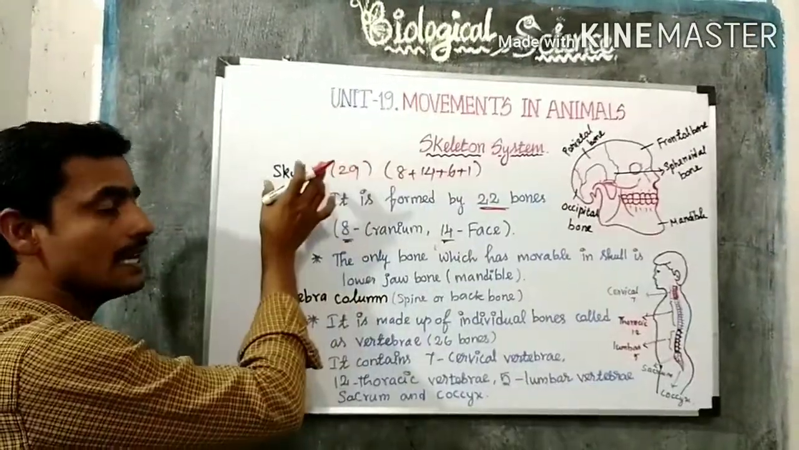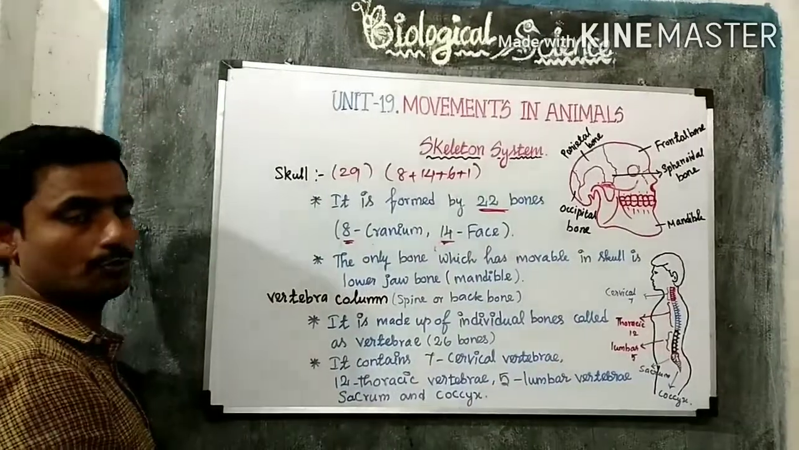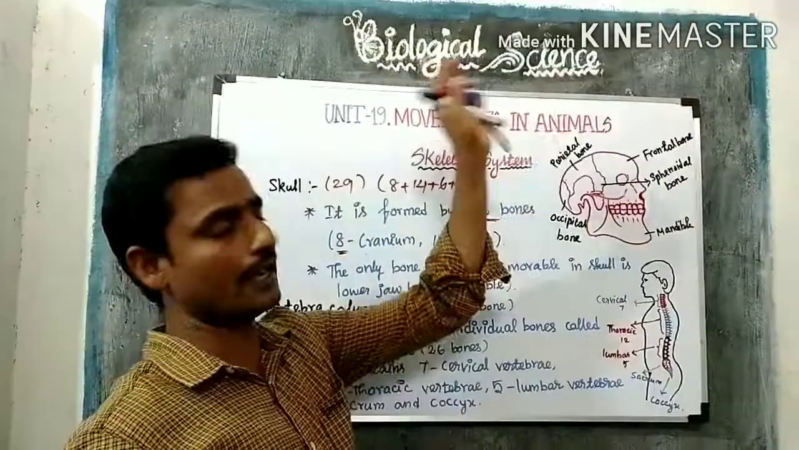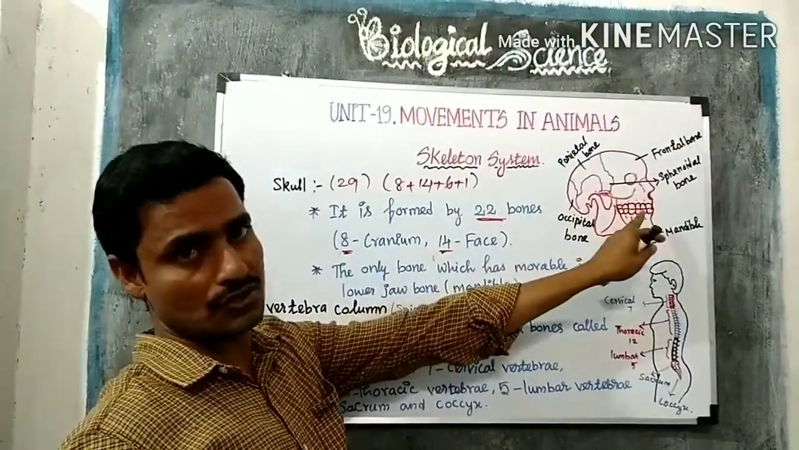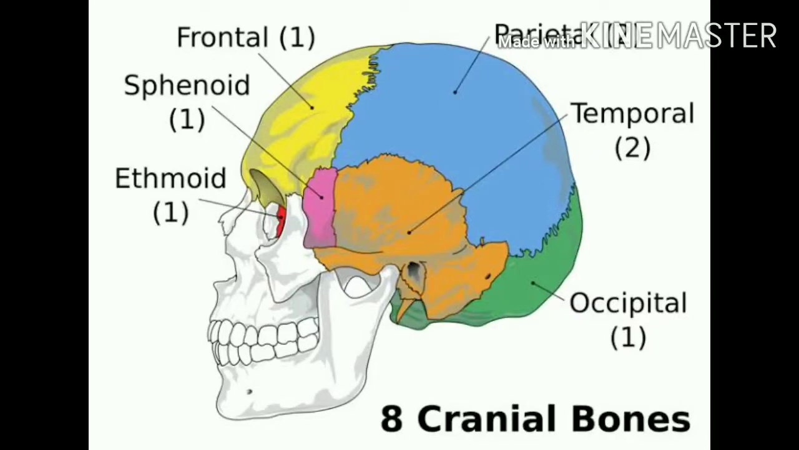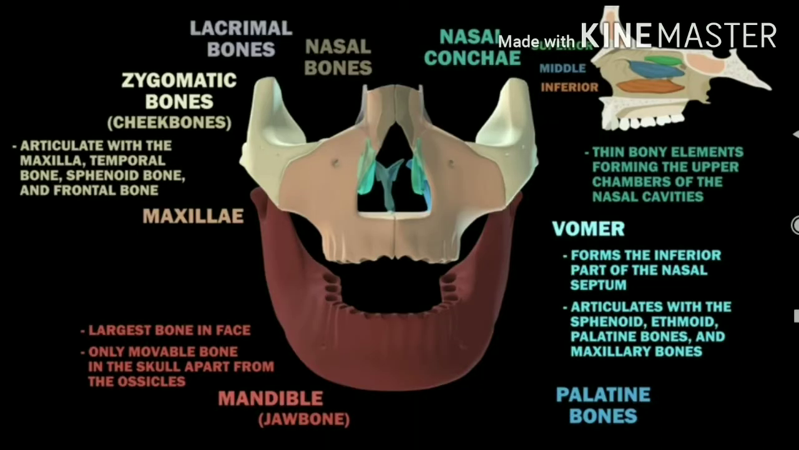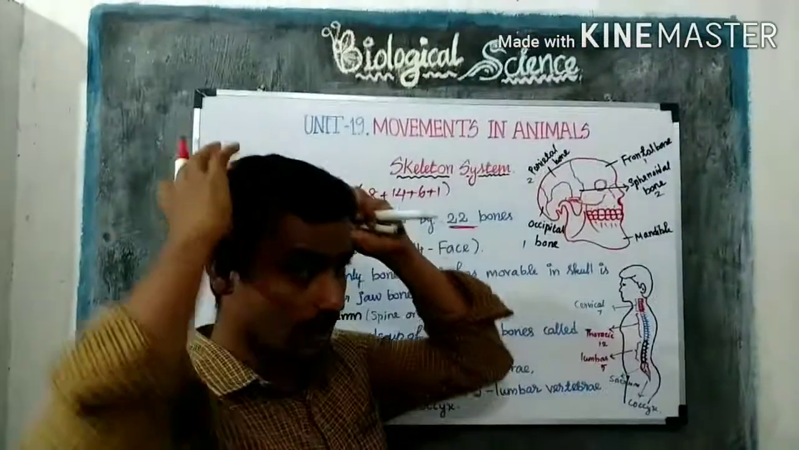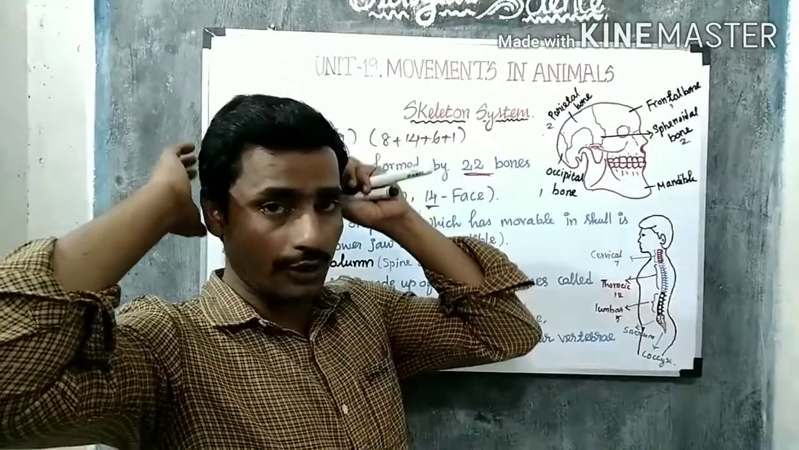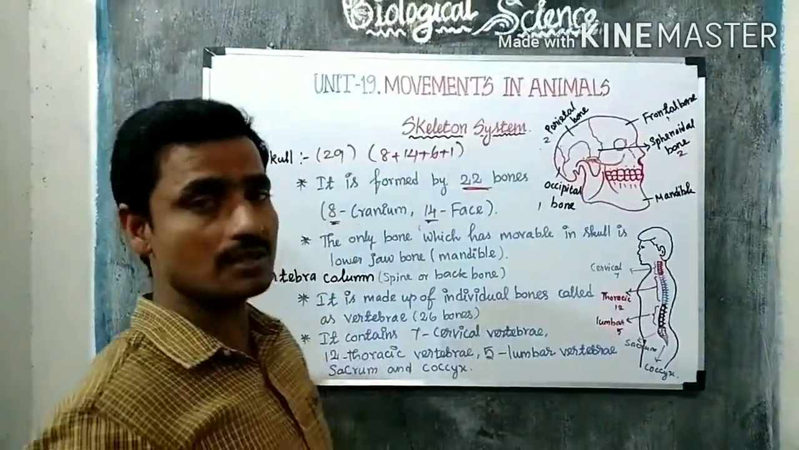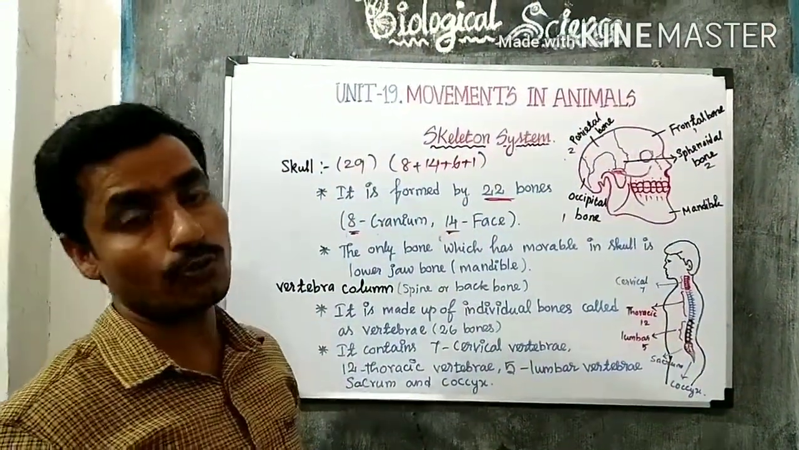So the function of the skull is to protect the brain. We have 8 cranial bones and 14 facial bones. We have 8 bones in our cranium, and in the face we have 14 bones.